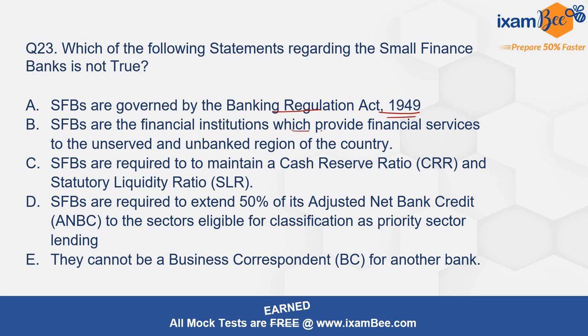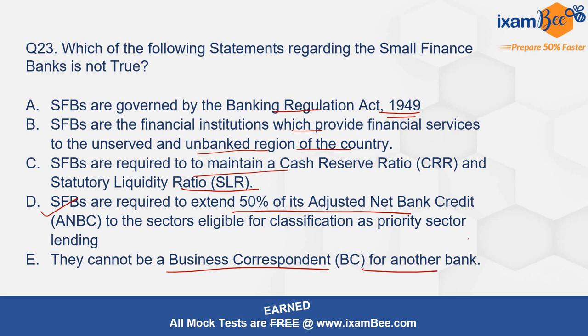They are financial institutions which provide financial services to the unserved and unbanked regions of the country. This is the reason they got the license. They are required to maintain CRR and SLR. Do you think there is any exemption for these institutions for SLR and CRR? They are required to extend 50% of their ANBC, adjusted net bank credit, to sectors eligible for classification as priority sector. Do you know what the priority sector lending requirement is for other banks and what it is for a small finance bank? They cannot be a business correspondent to another bank.